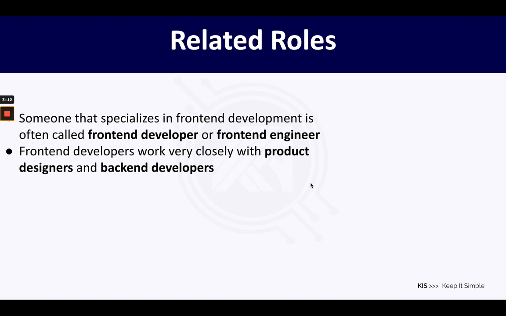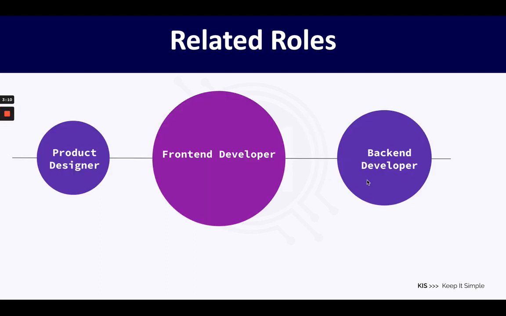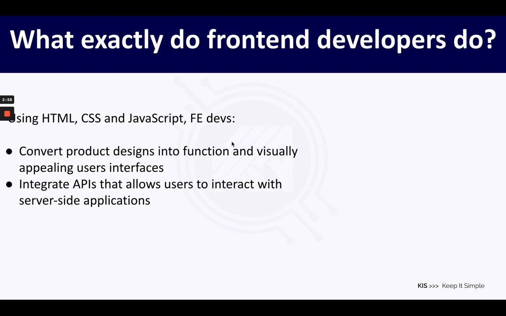Now, let's see exactly what front-end developers do. So you can see this diagram. You have the product designer, the front-end developer, and then the back-end developer. Now, what exactly do front-end developers do? Front-end developers use HTML, CSS, and JavaScript to convert product designs into functional and visually appealing user interfaces.